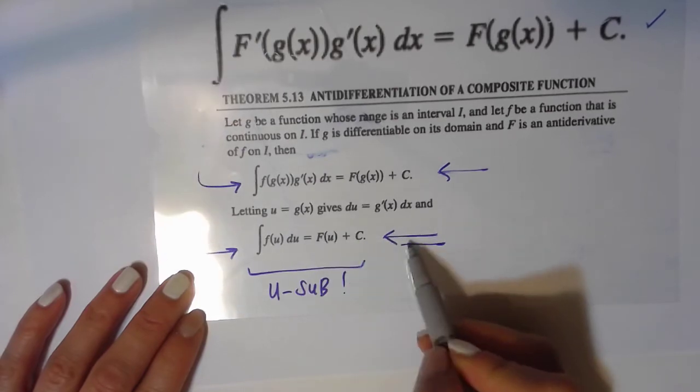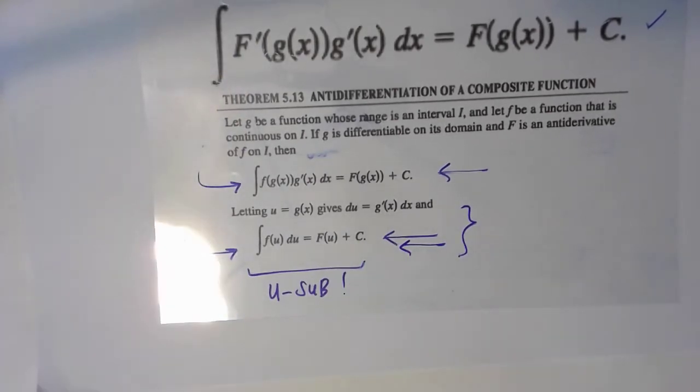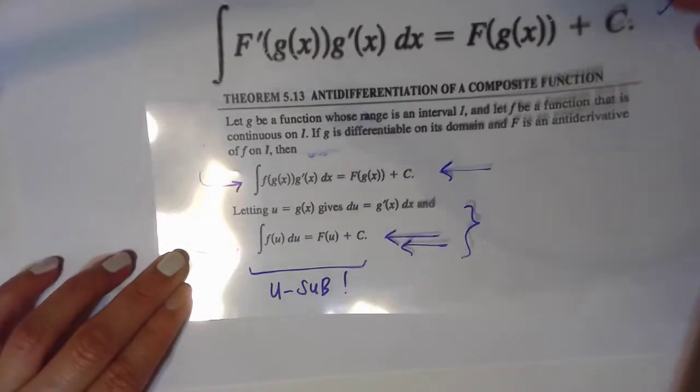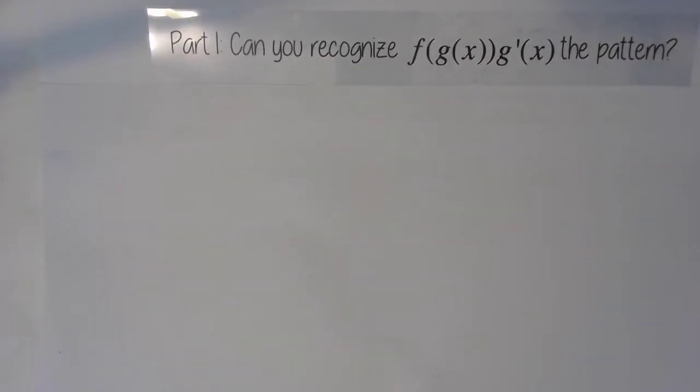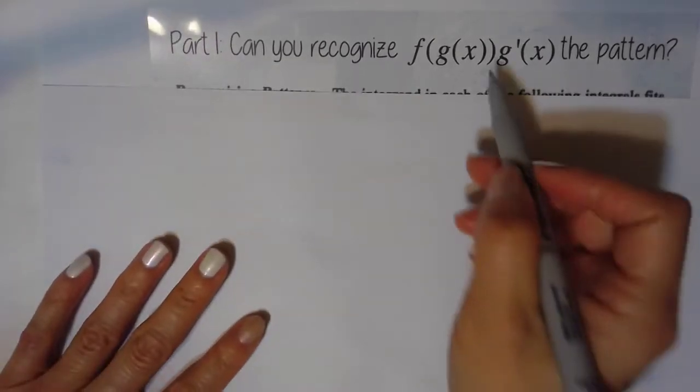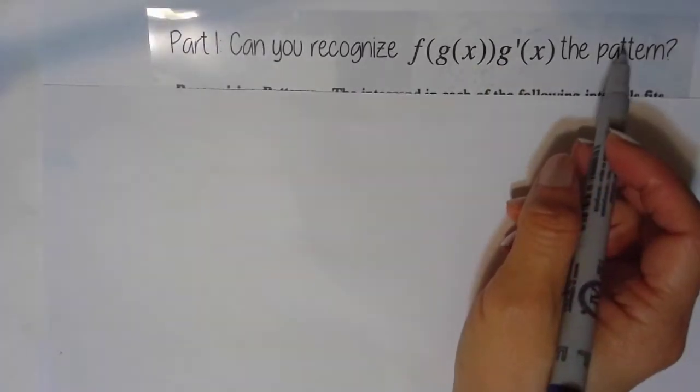This is the one I want you to really remember, utilize, and also write down, okay? I'm going to show you a few examples to do this, and I want to prove to you that it's actually easier than you think, okay? Stop the video at any time if you have to stop and absorb and digest this material. Can you recognize f of g of x, g prime of x in this pattern?